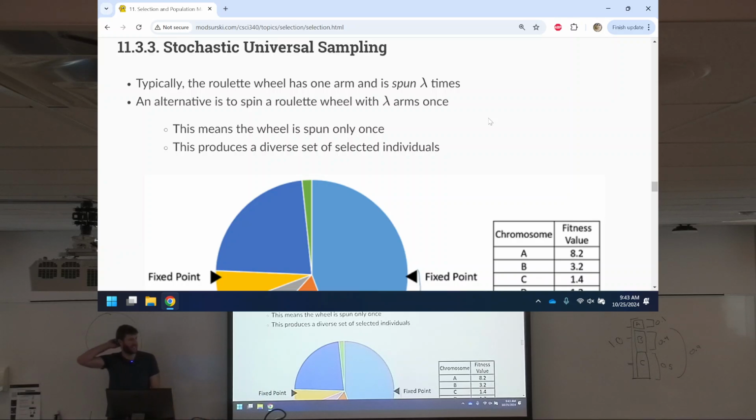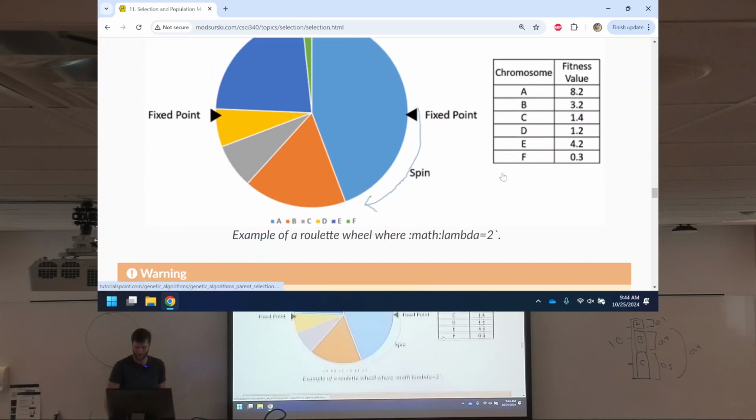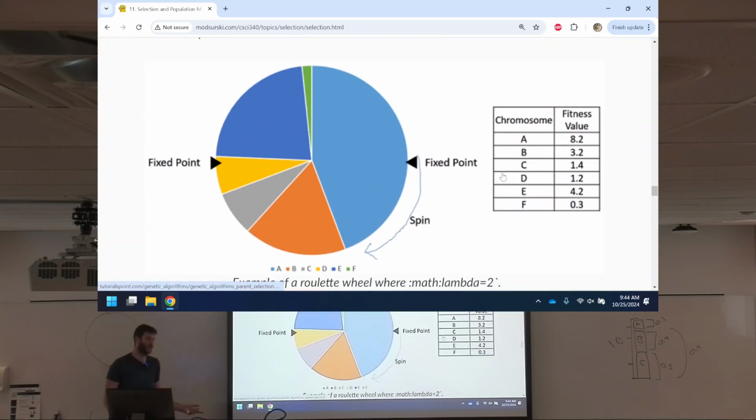I was never convinced, but you'll notice if you go through the literature in the textbooks, you'll see this talked about. And if you find out why, let me know, because I could never really make sense of why it would really matter. So here's an example of it with 2 arms. There you go, right? You spin it and yeah.